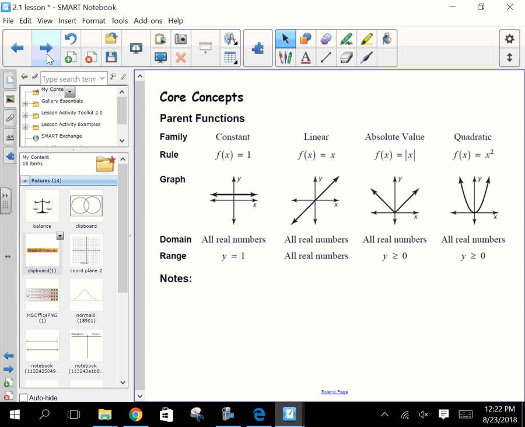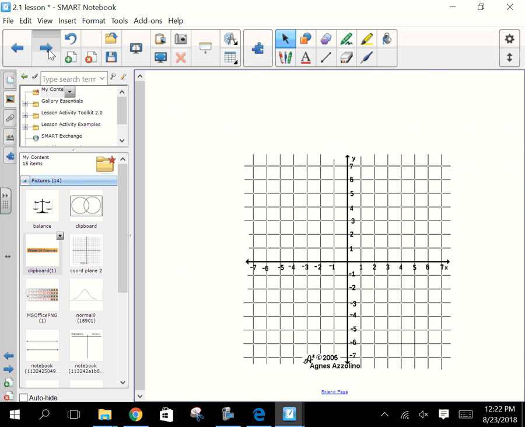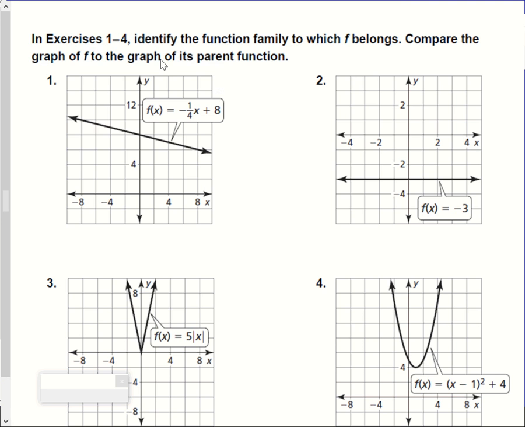So on the first example on the back, let's go ahead and do this here. Number 1, let's look at the mission. It says, identify the function family to which f belongs. Now f is just the name of the function. Remember, f of x, that little f is just the name of the function. It can be g of x, h of x. So they're saying, look, that function, f of x, what's the family it belongs to? That's mission number 1.